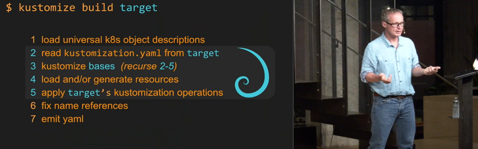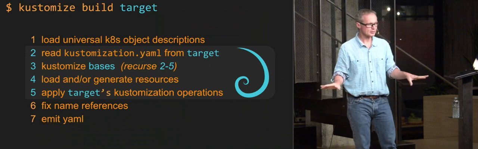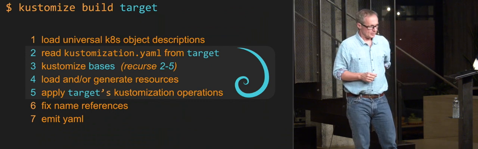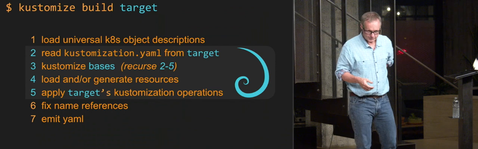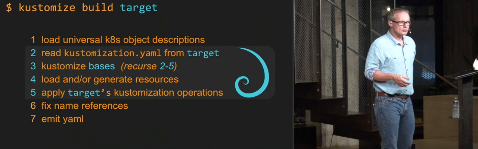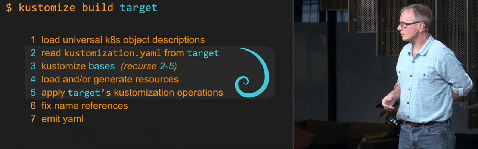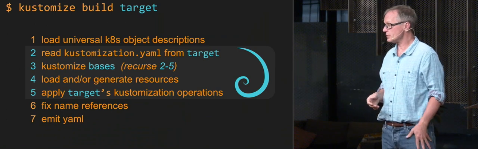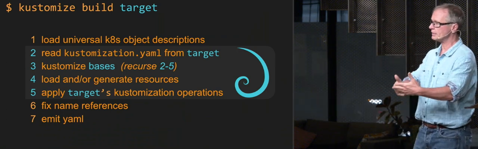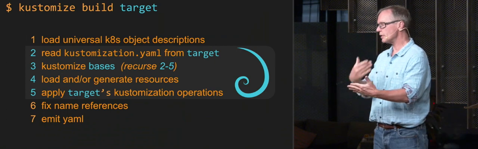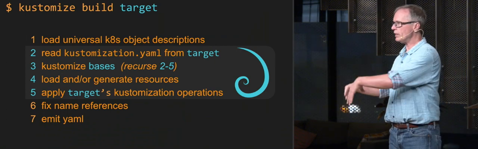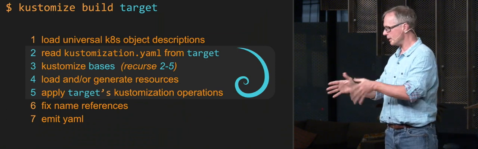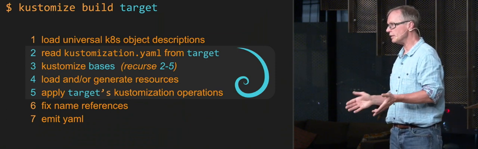Second thing, step 2, read the customization file from your target. Step 3, customize all the bases specified in that customization file. I'll talk about this more in a second. This is the recursion step. Step 4, load or generate the resources that are specified in the customization file. So here's where you load your deployment.yaml, your service.yaml, your config map.yaml, or you may generate the config map by reading some local file that's got like your name value pairs in a simple text file.